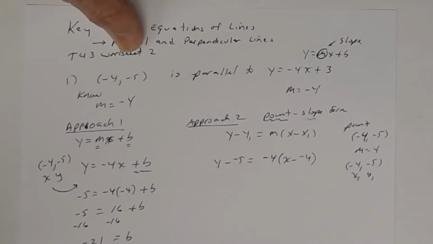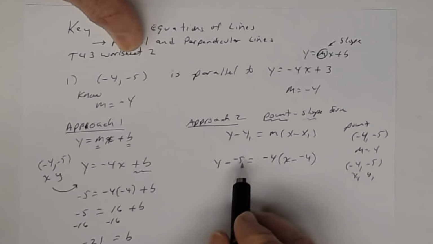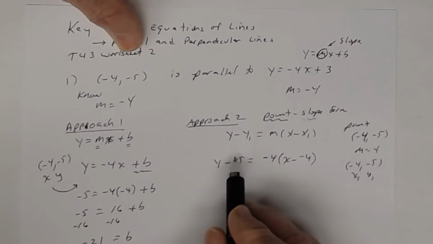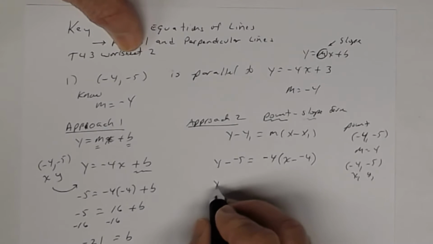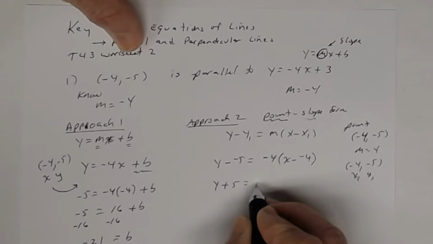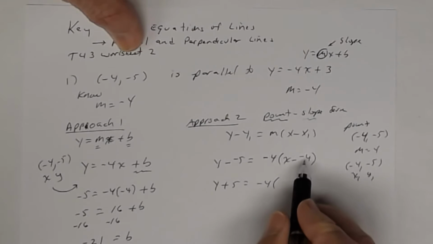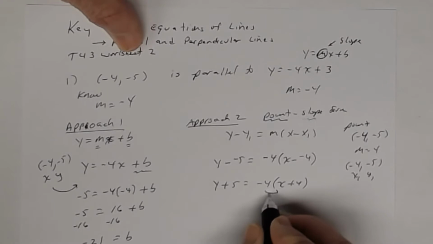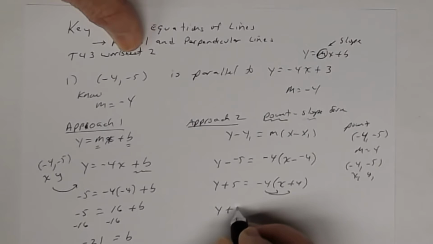Before you distribute, because remember, we're trying to get y by itself, you need to rewrite this part here. You know that y subtract a negative 5 means y plus 5 equals negative 4 times, and then x subtract negative 4 means x plus the opposite of negative 4. So that's x plus 4. And now let's go ahead and distribute. So I get y plus 5 equals negative 4x.